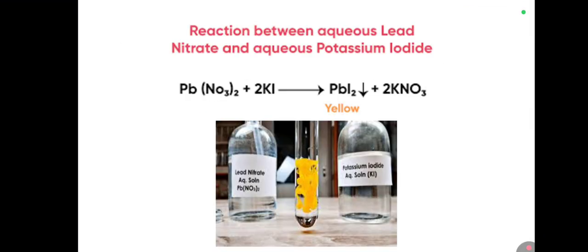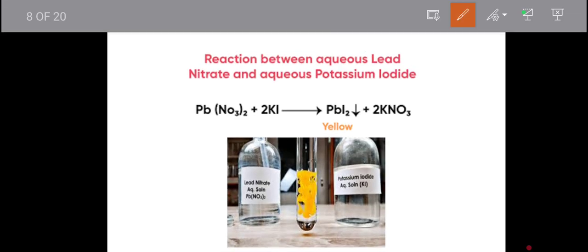So this is about the second reaction, that is the reaction of zinc with HCl. We have studied the reaction of magnesium and oxygen, or burning of magnesium, and the reaction of zinc with HCl. Now we are going to see the reaction of lead nitrate and potassium iodide.